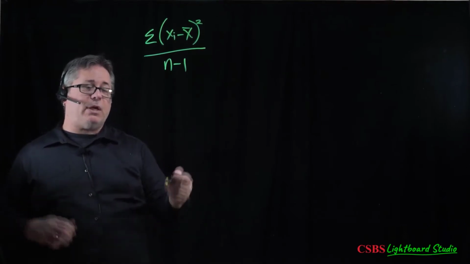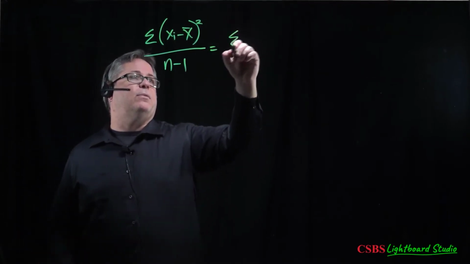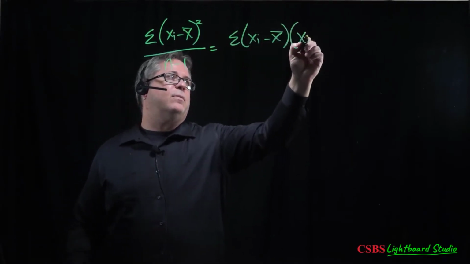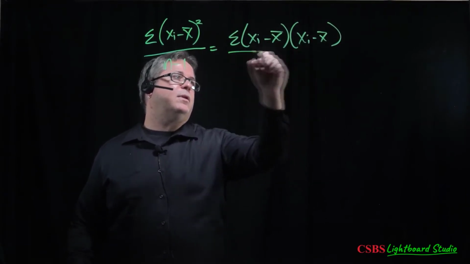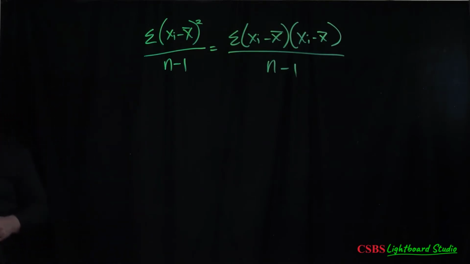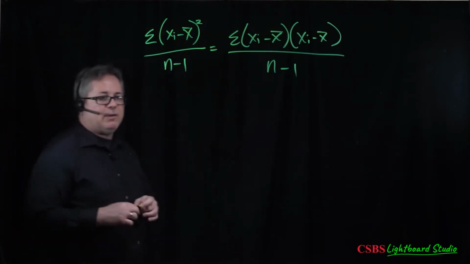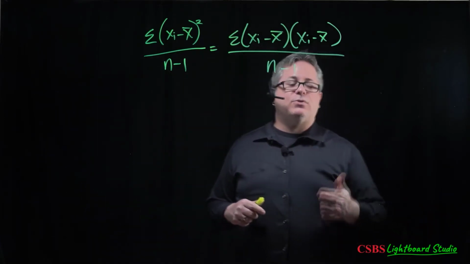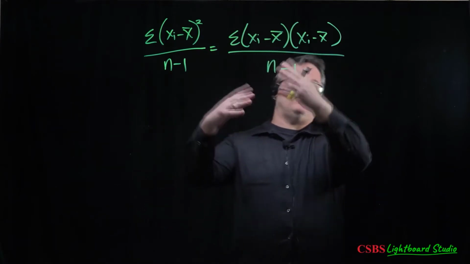But I can easily rewrite this as the sum of xi minus x bar times xi minus x bar, right? That would be the same thing. Those are mathematically equivalent. Everybody see that? All right, Jessica's with me. What about everybody else? Okay, so those two things are the same, and it's basically just squaring the deviations.